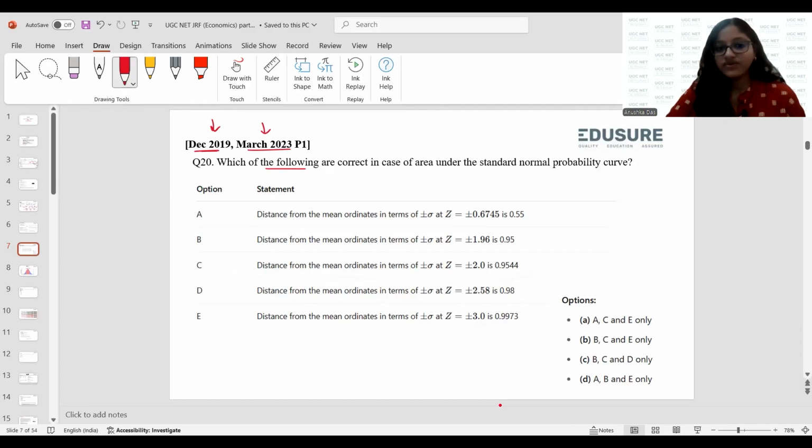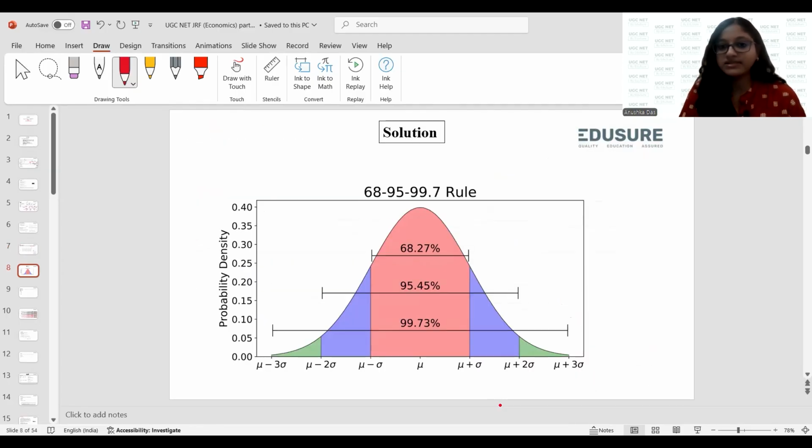It says, which of the following are correct in case of the area under the standard normal probability curve? The options are given to you: distance from mean ordinate in terms of plus minus sigma, and the area is 0.55, the area is 0.95. These are the options that you have to find out. So what is the concept here? Let me first explain the concept. See this carefully.